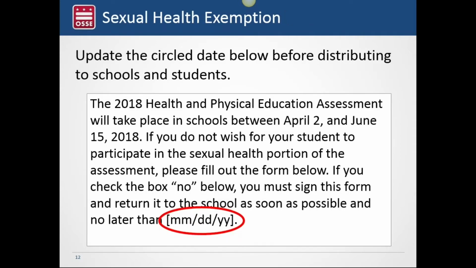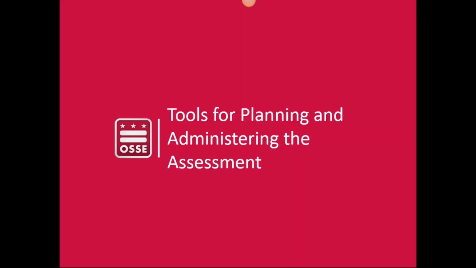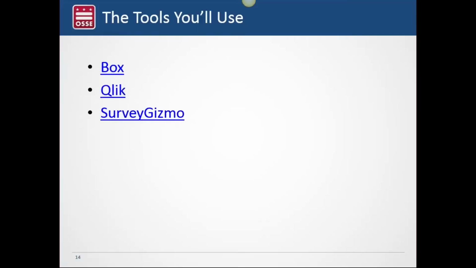This is the sexual health exemption letter. This is just the last paragraph of it, to show you that when you access this from the OSSE website, it's in Word, and so you can change the dates here to dates that work for your LEA or for the school specifically. You can find this template on the OSSE website in Spanish, English, Amharic, Korean, Vietnamese, and traditional Chinese. So we'll move into the tools that you'll use to administer, to plan for, and monitor.